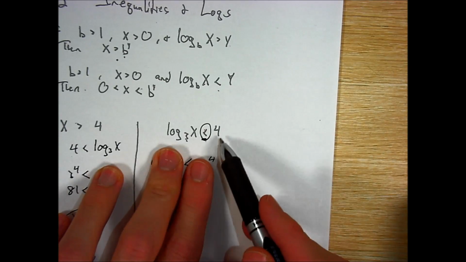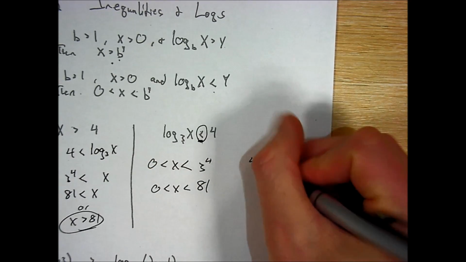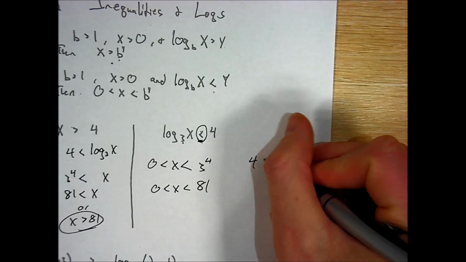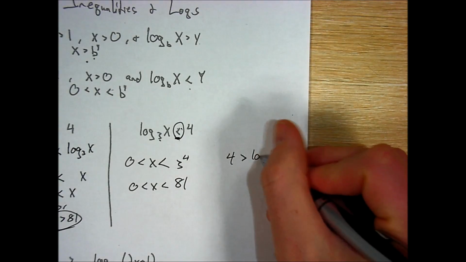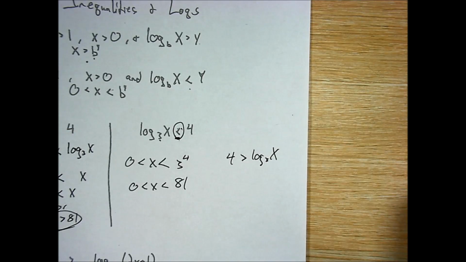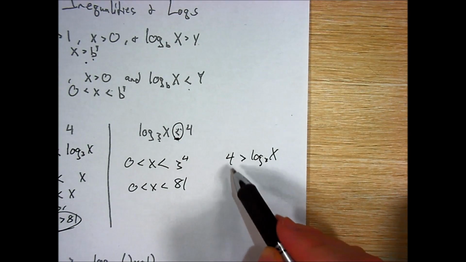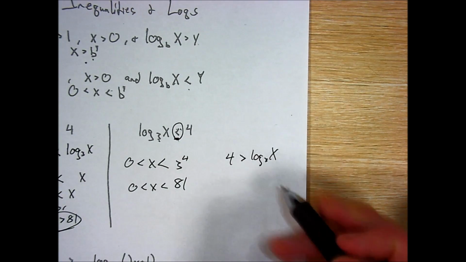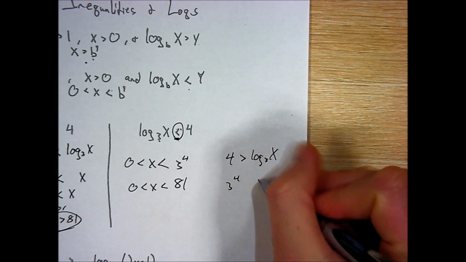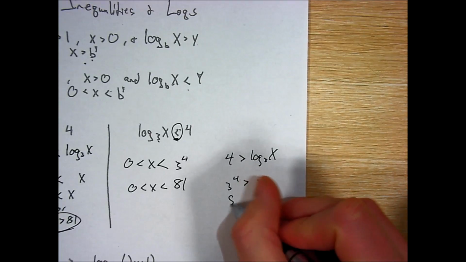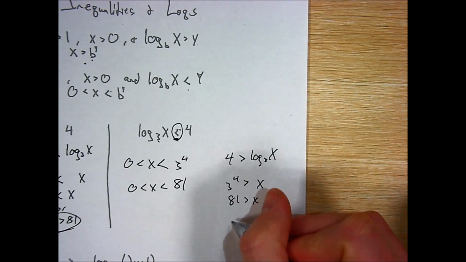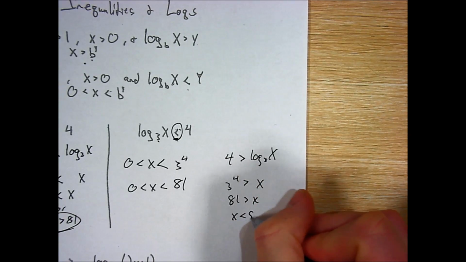So my first step is I'm going to flip it around, and when I flip it around, I need to flip the inequality with it so that the big side here is still pointing at the 4. Okay, now this reminds me, 4 is the power of 3 that gives me x. So 3 to the 4th and x, and I keep this the same. Alright, 81 is greater than x, or x is less than 81.